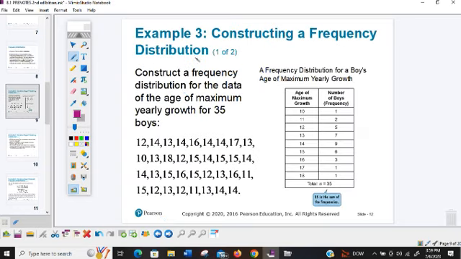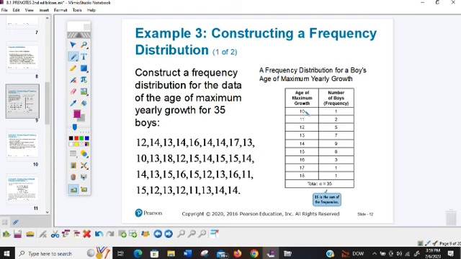Okay, so on this one, we're going to construct a frequency distribution for the data of the age of maximum yearly growth for 35 boys. So there are 35 pieces of data here. You cannot draw any conclusions just looking at that. So here's what you need to do. Put it in order from lowest to highest. They don't show this, but you really should put it in order, okay? Once you have all of those numbers in order, then you can make a chart like this, okay?